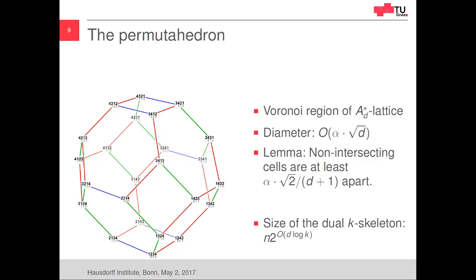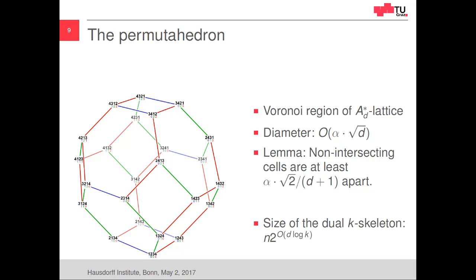Well, you can define a lattice. I mean, you can define d independent vectors, and you take all integer combinations of them. And then when you have a point and you take its Voronoi region, it happens to be this permutahedron.